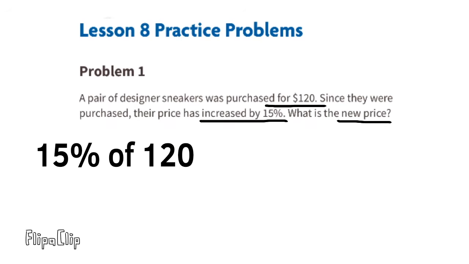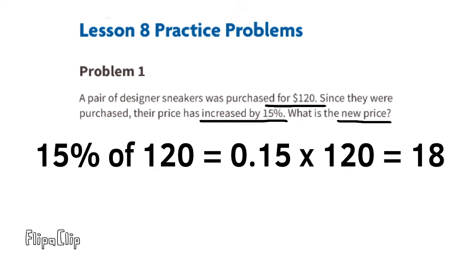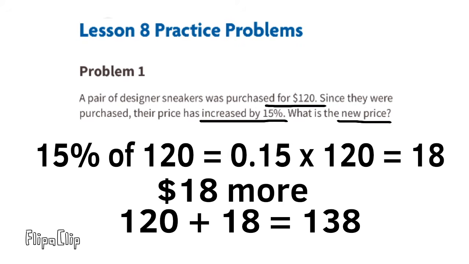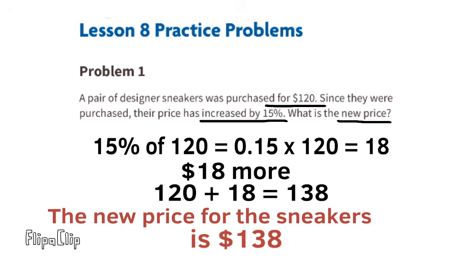To find 15% of 120, we need to multiply 0.15 times 120. That gives us 18. That means that 15% of $120 is $18. Take the original price of the shoes, $120, and add $18, and you'll have the new price. The new price for the sneakers is $138.